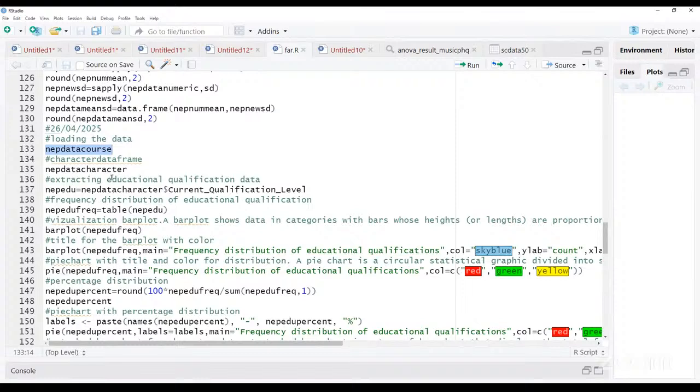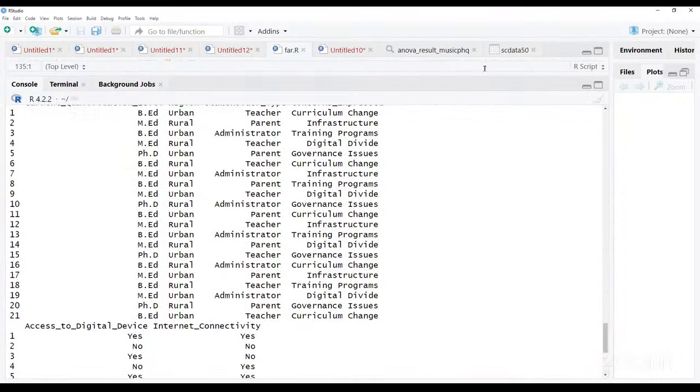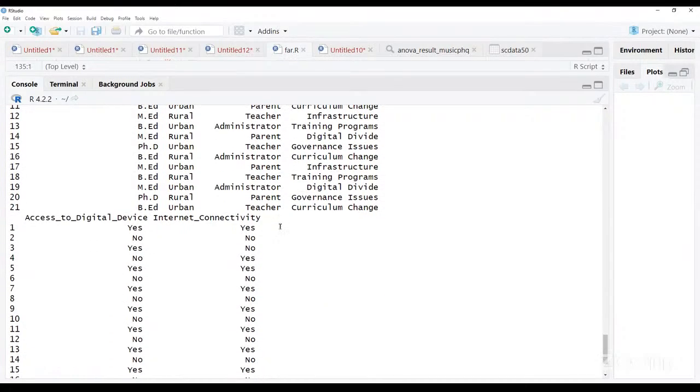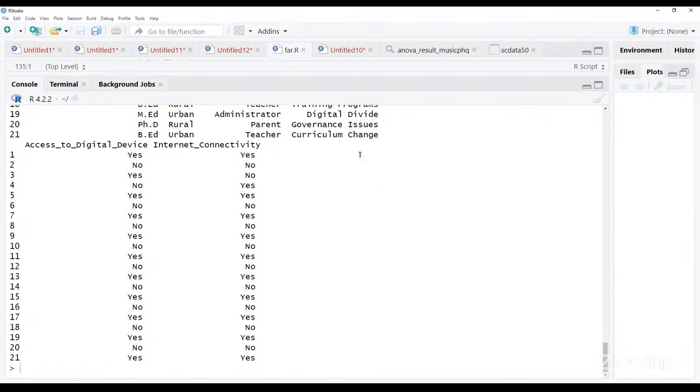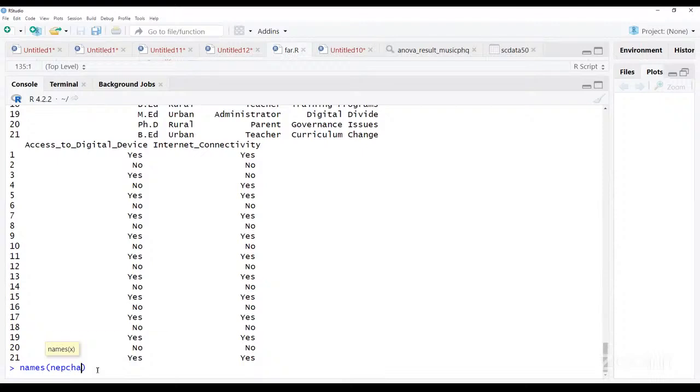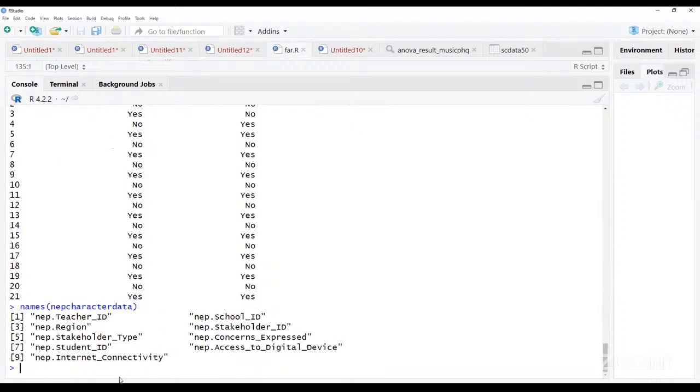So first is NEP data character. You all made a vector for it in the last class. This is NEP data character. When you run this, you will find the current qualification level, region, stakeholder type, concerns expressed, access to digital device, and internet connectivity. Now let me show you names. When we write names of NEP data character, in this way you will get all the names of these particular variables. So these are the names.